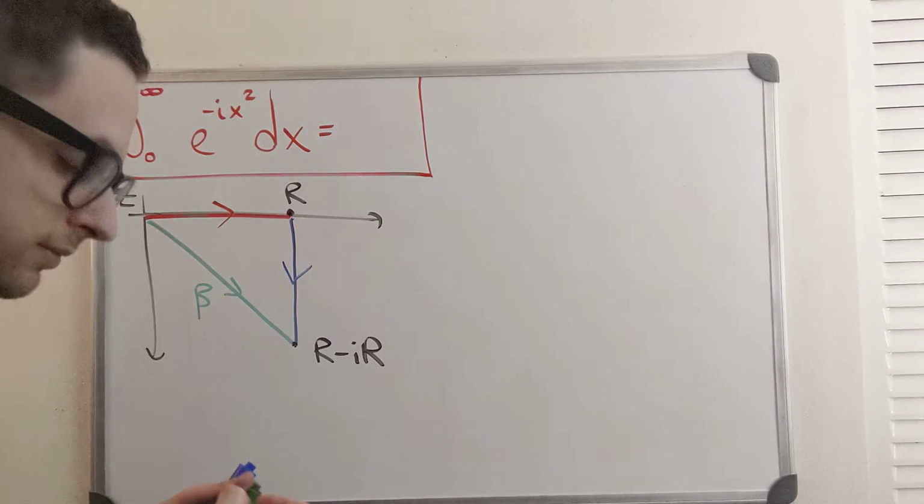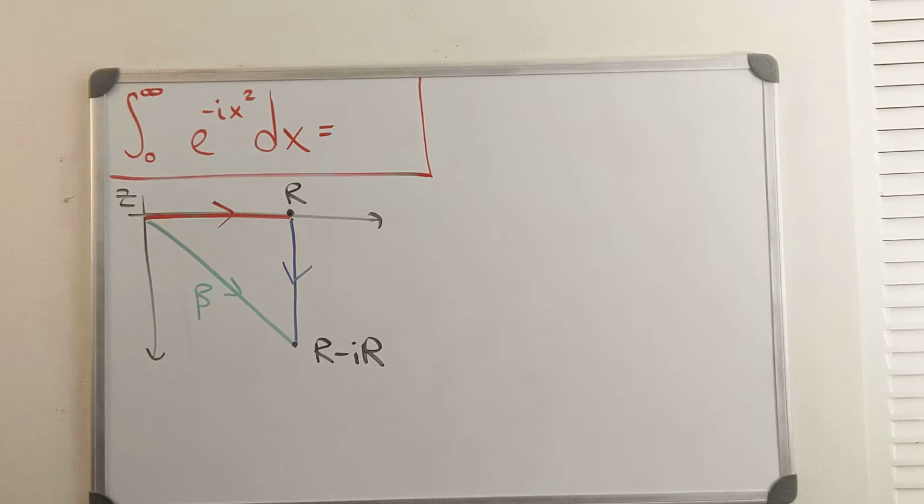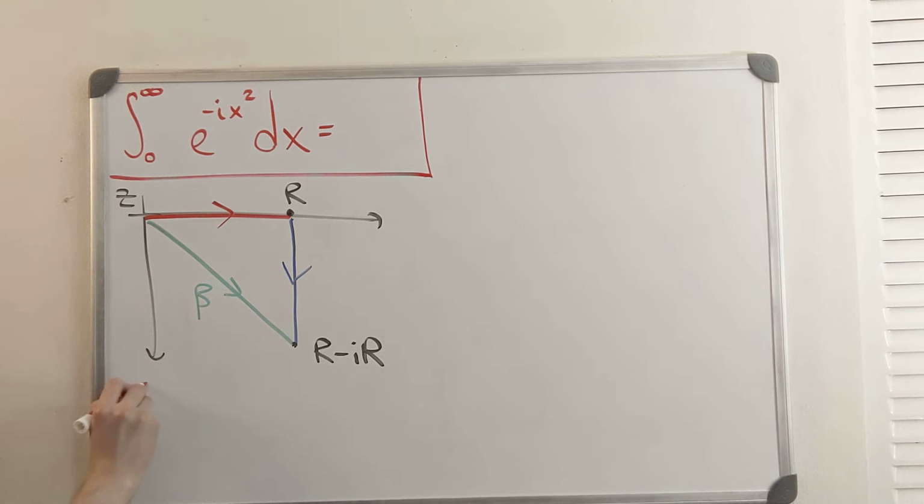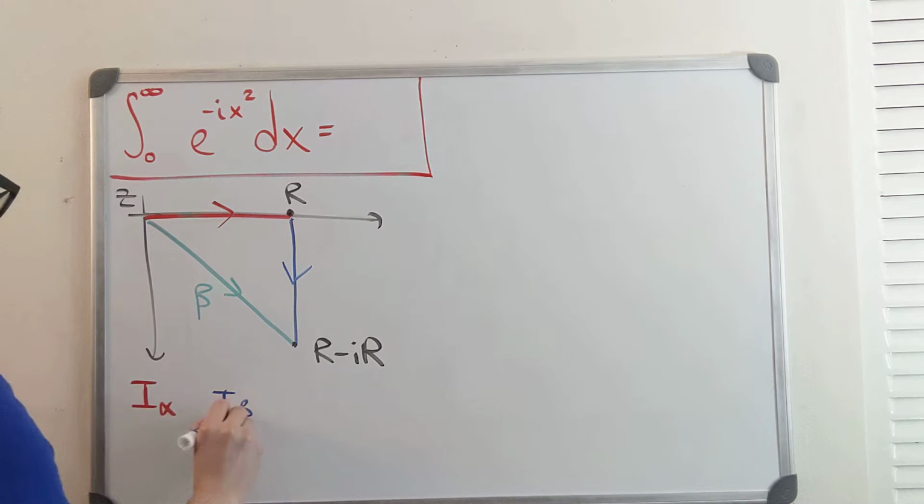And a perfectly good way to restate Cauchy's theorem is as saying that the contour integral won't depend on which path I take from 0 to r minus ir. So rather than saying the integral around a loop is 0, I'm saying the integral along 2 different paths from the same place to the same place are going to be equal. So I'm going to argue that the contribution from alpha plus the contribution from beta is going to equal the contribution from gamma.